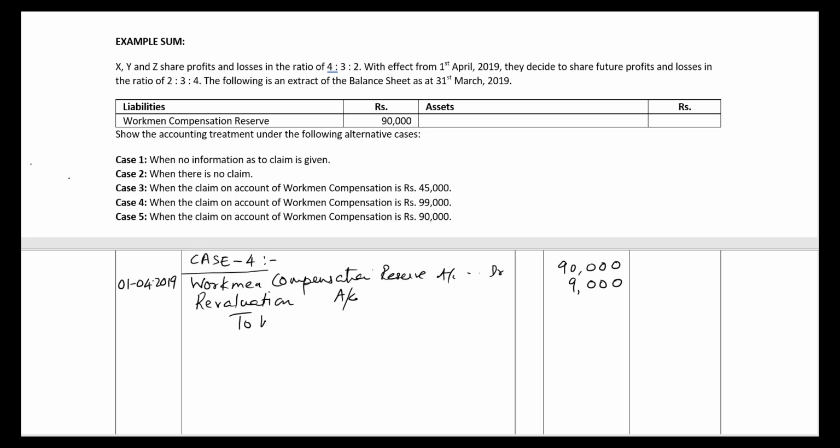And we'll create the claim to Workmen Compensation Claim Account 99,000, being claim created.